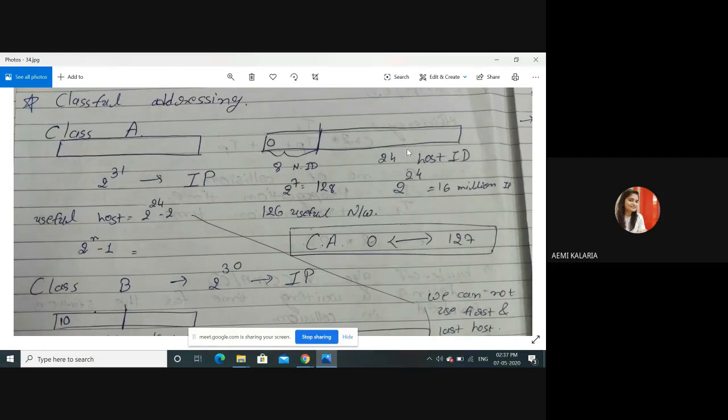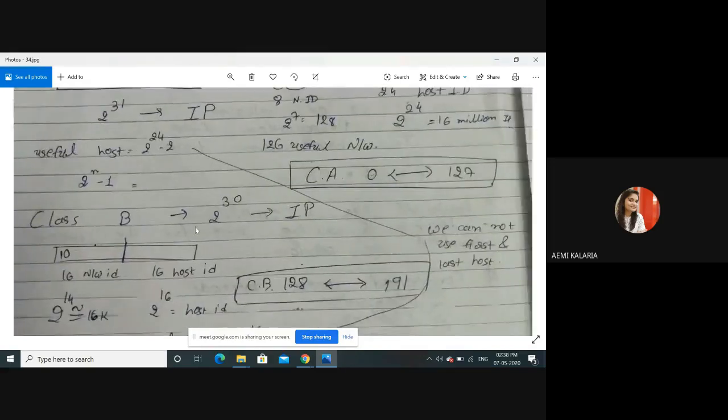And what is this 24? It means in a particular ward also, 2 raised to 24 houses, up to 2 raised to 24 houses we can assign unique addresses, right? So 2 raised to 24 is about 16 million. Let's say in one ward, if we have 16 million houses, then also we can assign unique IP addresses through this class A address. I hope it is clear, but it's okay.